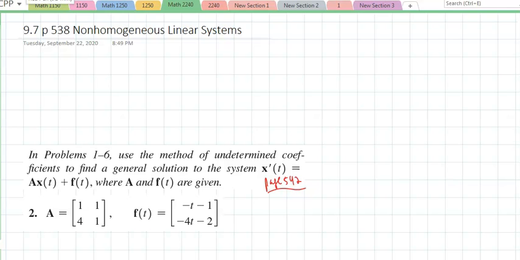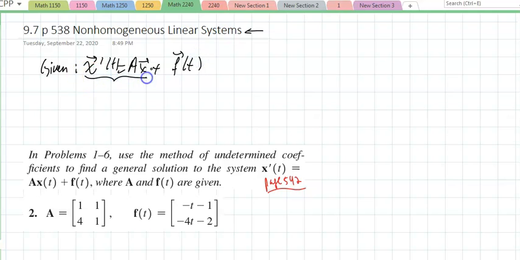9.7 talks about non-homogeneous linear systems. This is very close to what we did before. Given x prime of t equals Ax, plus we're adding to it. So this part right here has been what we've been solving in the previous sections. Now we're adding this non-homogeneous part.